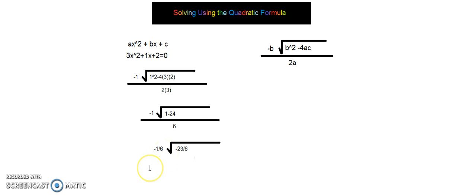So we know that x equals negative 1/6 plus or minus the square root of negative 23 divided by 6.